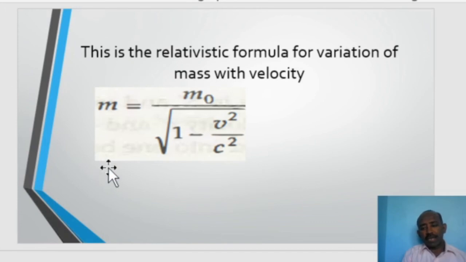This is the relativistic formula for the variation of mass with velocity, that is m is equal to m0 by root of 1 minus v square by c square. This is the final expression we need to get.